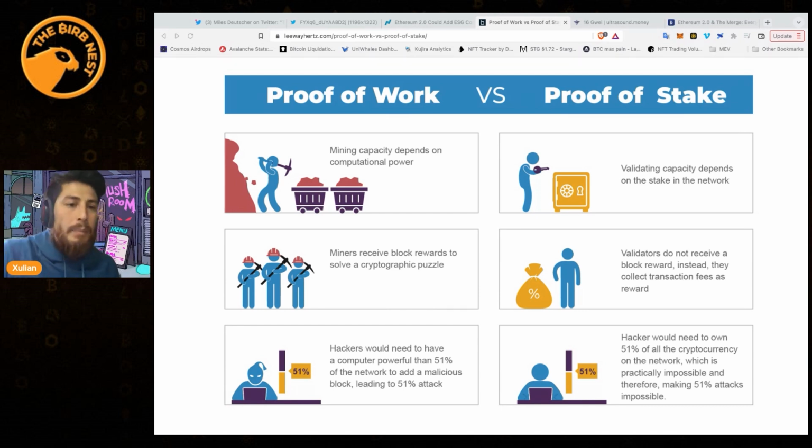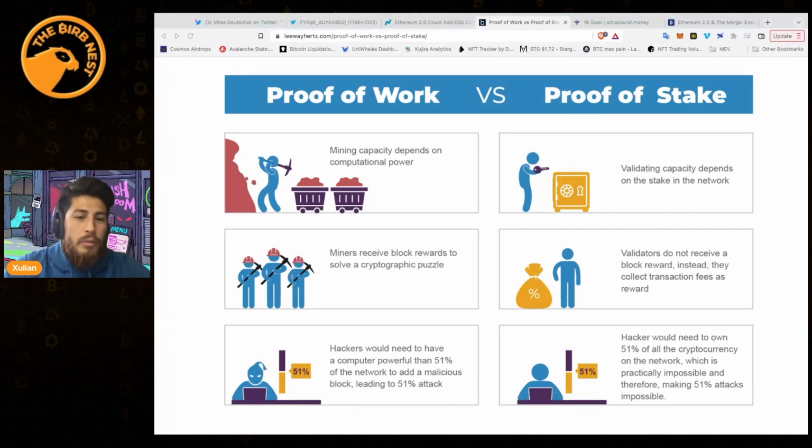This isn't exactly completely accurate. A hacker would only need to own 51% of the total staked assets in the network. So it's not 51% of all of the crypto in that network. It's 51% of all the staked crypto in that network. So that's a quick correction there, just so you understand. Why is that impossible? Well, you would need billions of dollars worth of Ethereum right now to have a malicious attack on Ethereum. And this is not currently an issue. However, moving forward, in the following videos, we might dive into potential scenarios where this could be a problem.